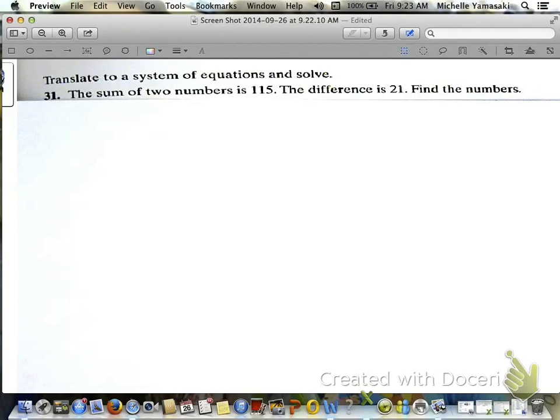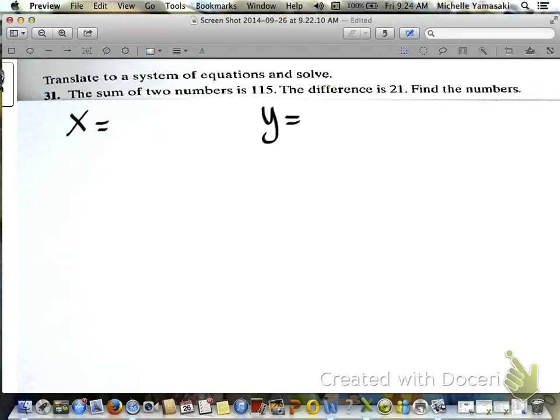So the first thing we're going to do is identify our unknowns. It says the sum of two numbers is 115. So, what are we looking for? Elisa? The two numbers. First I always want to identify. So, I'm going to call the first unknown X. X is one of my numbers, and the other number is Y.